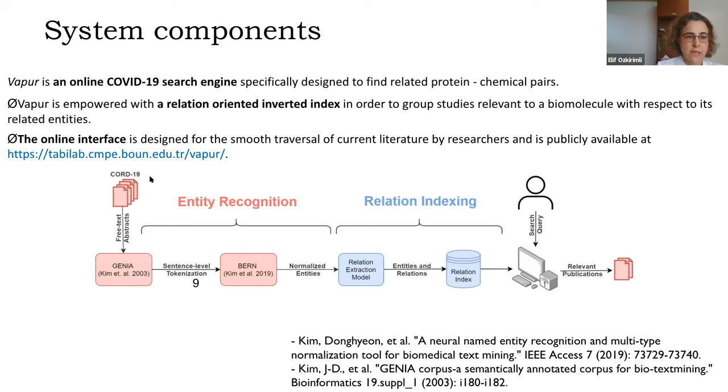It starts with CORD-19, a data set that is being curated continuously. Retrieve the free text abstracts, use Genia and then do tokenization, use BERN to get normalized entities, and then relation indexing, followed by the search query being entered, followed by the identification of relevant publications.